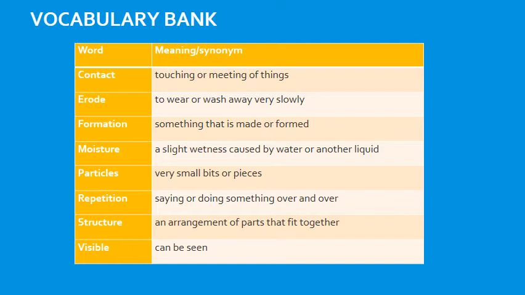Erode, to wear or wash away very slowly. Okay? Formation, something that is made or formed. Moisture, a slight wetness caused by water or another liquid. Particles, very small bits or pieces. Repetition, saying or doing something over and over. Structure, an arrangement of parts that fit together. They make a structure at the end. Visible, can be seen. Simply, they are very easy and very beautiful words.